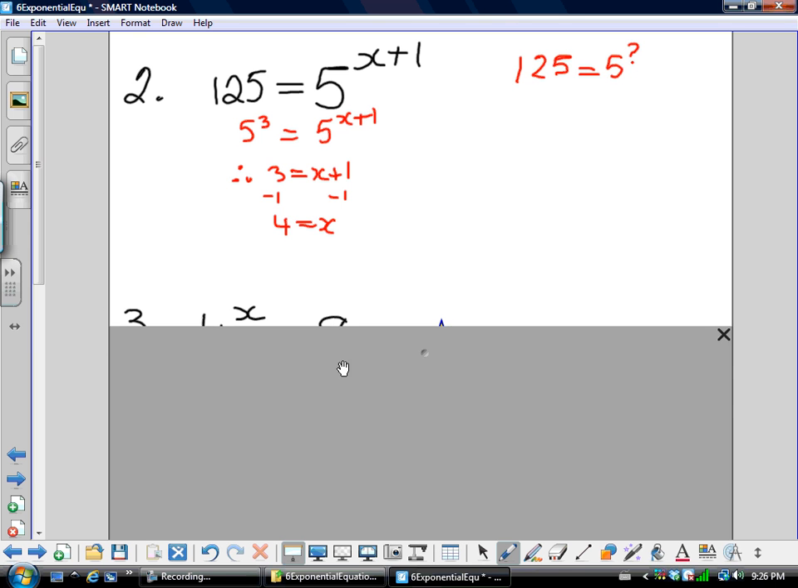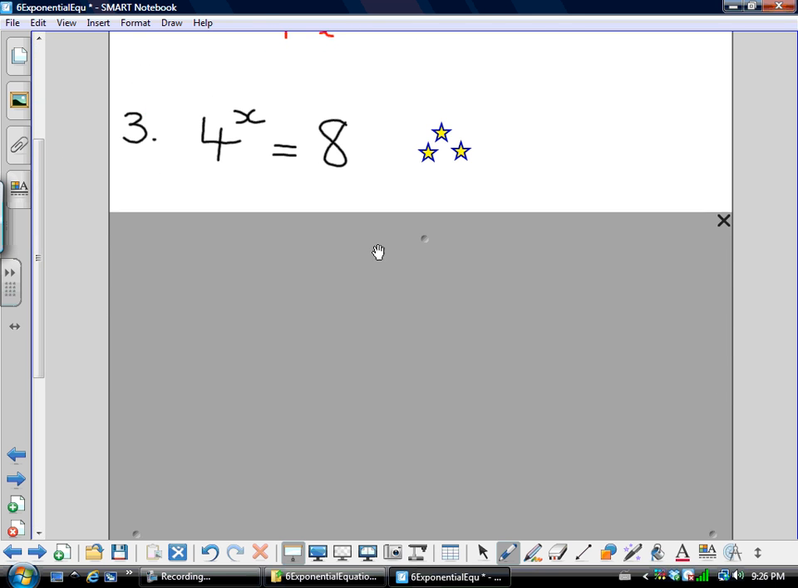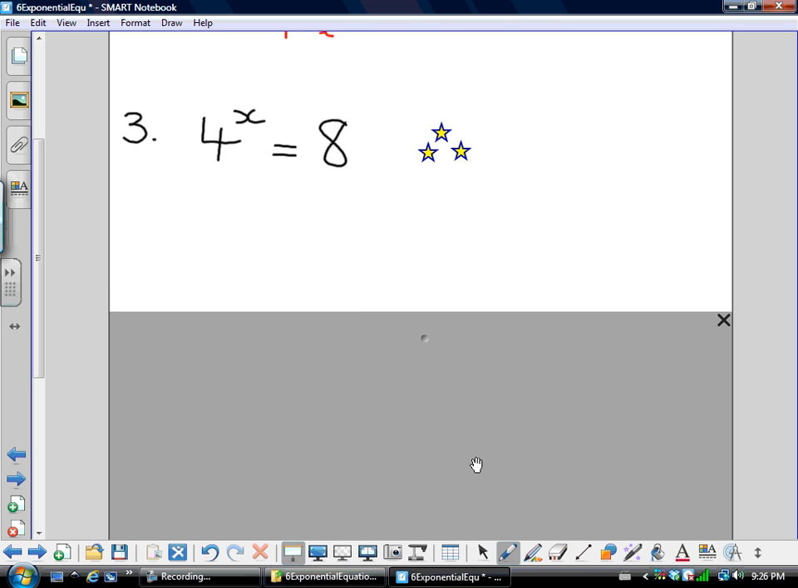Okay, let's go down further, and this time we have 4 to the x equals 8. Now when I look at this one, just like the previous one, my bases are not the same. So some way I have to get both of them to be the same. So like the other ones, I'm going to take the 8 and I'm going to try to turn it into the base of 4. So 8 equals 4 to the power of something. Well, I know 4 times 2 equals 8, but not 4 to the power of 2.